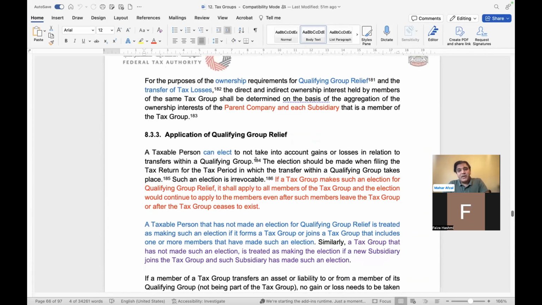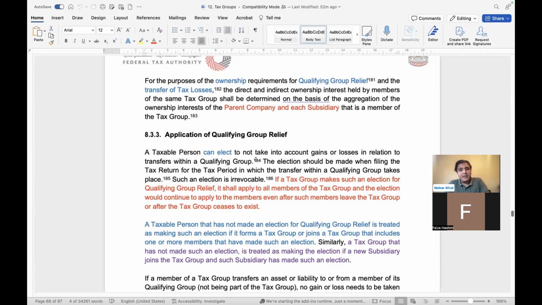We know this, the qualifying group relief. Qualifying group relief is basically as per the law. If there's a resident juridical person or PE of a non-resident person, with common ownership of 75%, A to B or any other party, A owns B or C, common ownership, same accounting period, same tax period, none of them a qualifying free zone person, and none of them an exempt person.